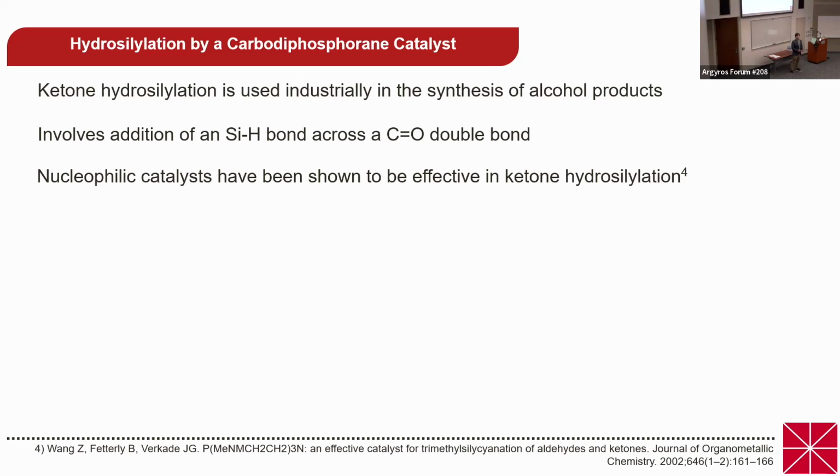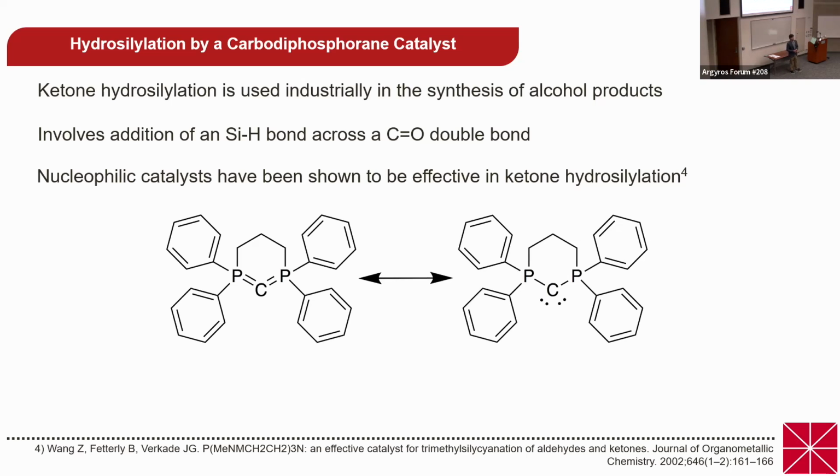Nucleophilic catalysts have already been shown as effective in ketone hydrosilylation reactions, and because of this, we believe that our cyclic carbodiphosphorane structure will be effective for these reactions. Looking at our structure here, we see that the 2 double bonds joining the carbon to the neighboring phosphorus groups can break through resonance, leaving 2 lone pairs on our central carbon. This creates a very nucleophilic site, which allows for the catalysis of reactions like this.